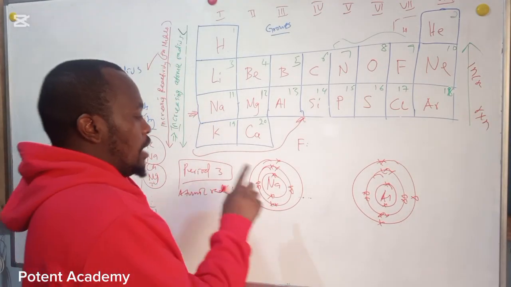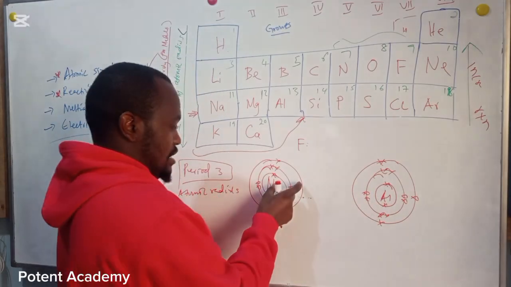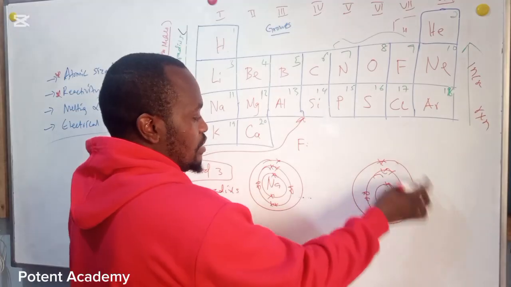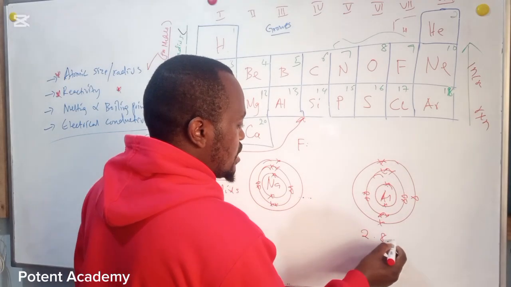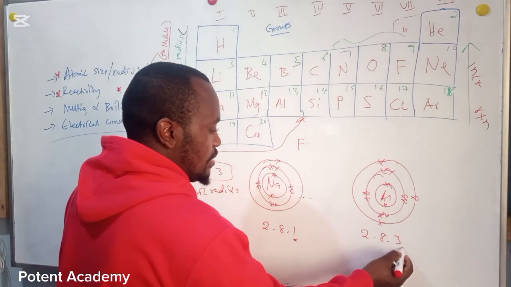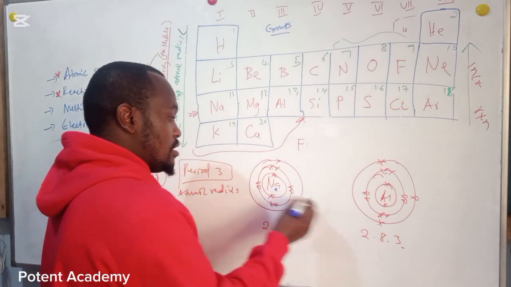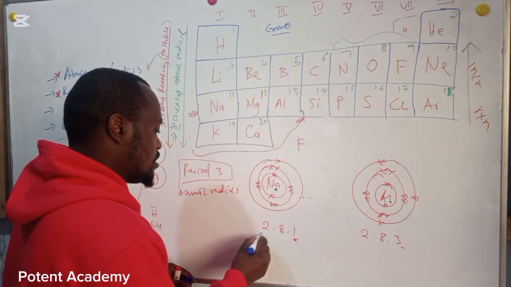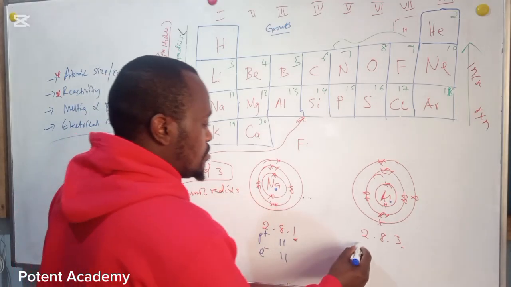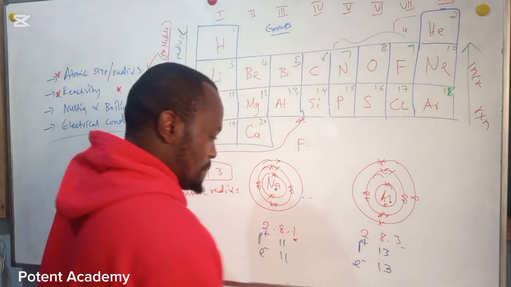So again, I insist, I've not drawn this to scale. Don't come and measure this distance. However, I want you to note that you have the different number of electrons. You have 2, 8, 3. This one is 2, 8, 1. So the only difference is here, and also another difference is in the protons here. So number of protons are 11, electrons are 11. Protons here are 13. Electrons here are also 13.